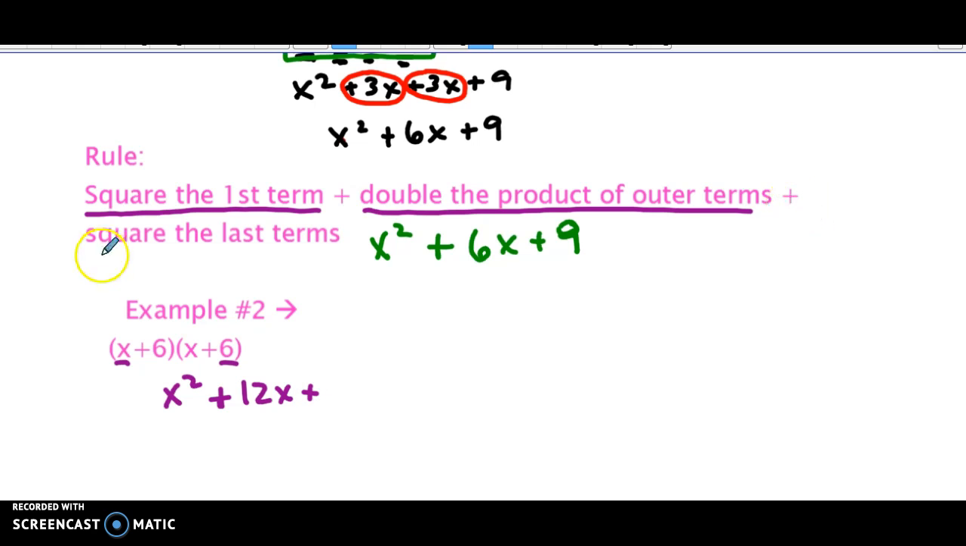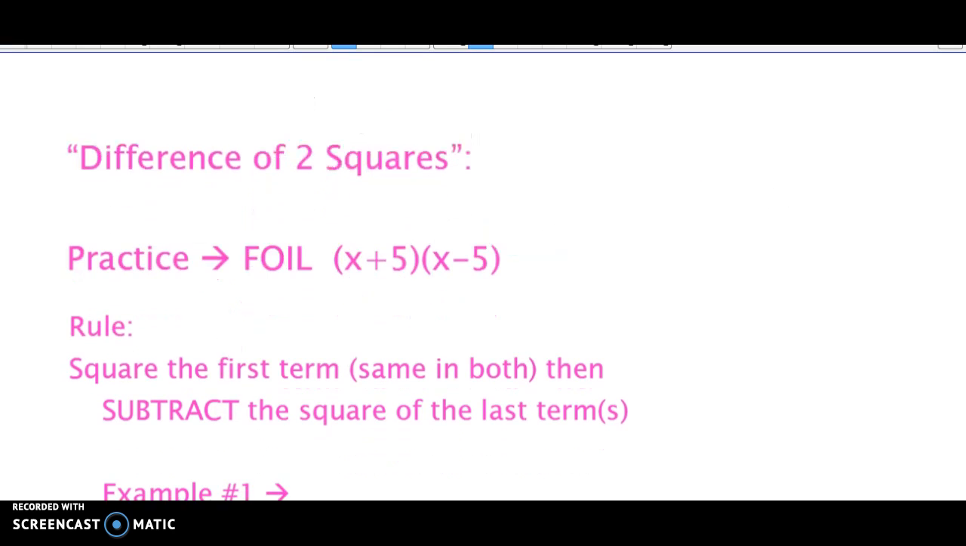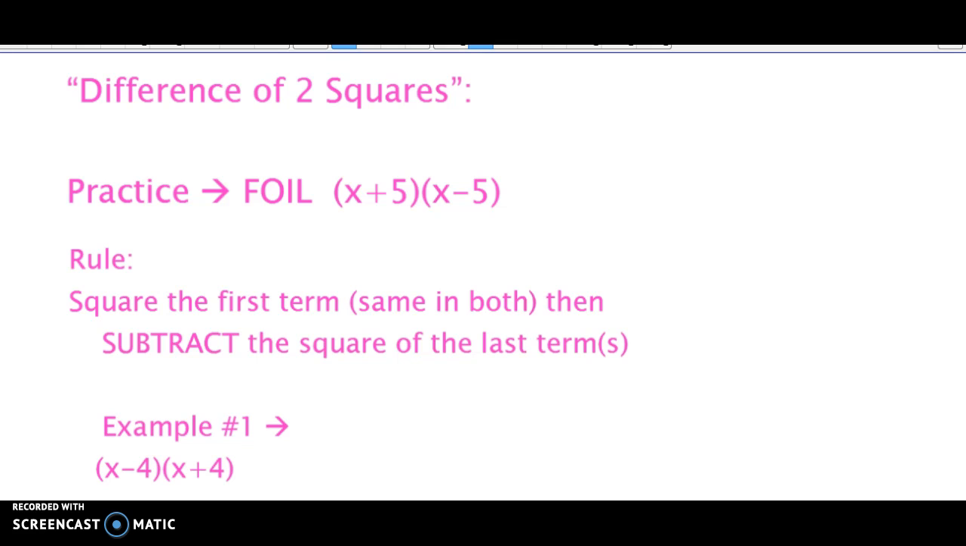Plus, now I'm going to add the square of the last terms. My last term is 6. If I square it, I get 36. So using my rule, I have a shortcut to simplify. The next special case we're going to look at is called a difference of two squares. So think about the names to help you remember what they mean. Difference meaning subtraction, and I'm subtracting two squares, one from the other.